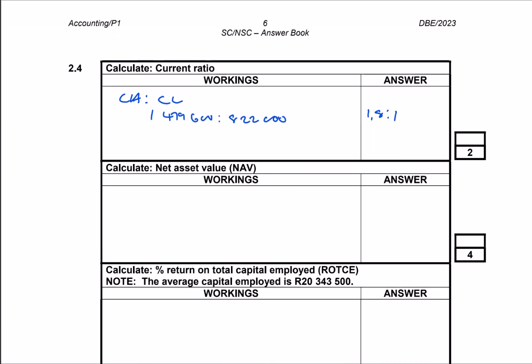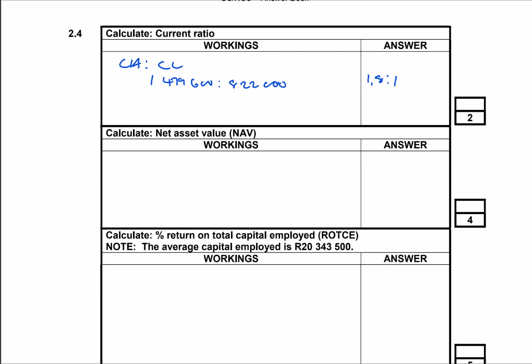Then net asset value, it's 4 marks. Net asset value will be shareholders' equity divided by number of shares, times 100 over 1, that's times 100 cents.